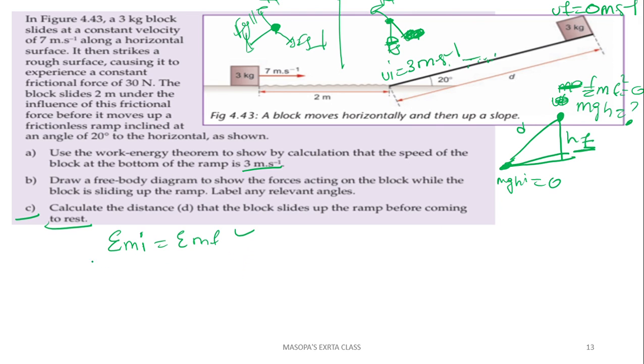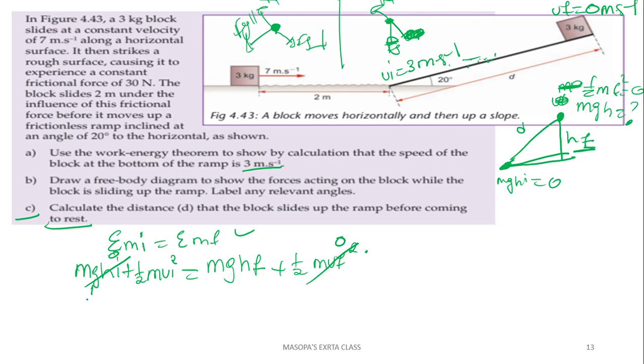Remember, the mechanical energy is a sum of the initial mgh plus the initial kinetic energy, that is equal to the final gravitational energy plus kinetic energy. And I say that because here the initial height is 0, so this is equal to 0. And when you look up the incline, we see that this object comes to rest. That means you don't have kinetic energy at the final. That means here also is 0.